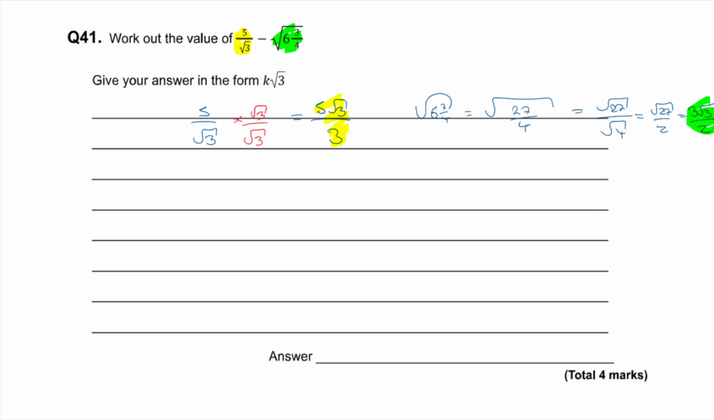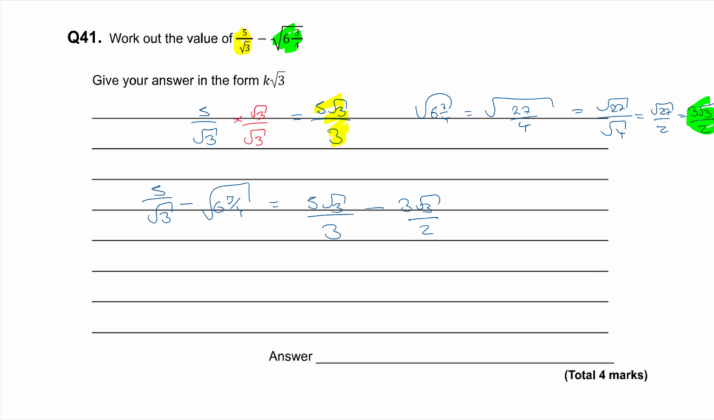Let's recombine them then. Starting back with what I started with, 5 over root 3 minus the root of 6 and 3/4. That's equal to the yellow bit then, 5 root 3 over 3, minus the green bit, which is 3 root 3 over 2. Got fractions with different denominators here. If you want to subtract them, you need the same denominator, don't you? So you've got 3's and 2's here. So common denominator would be 6.